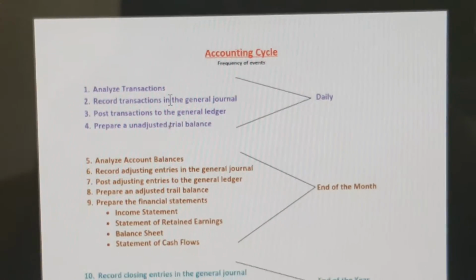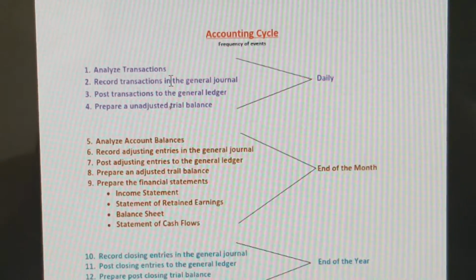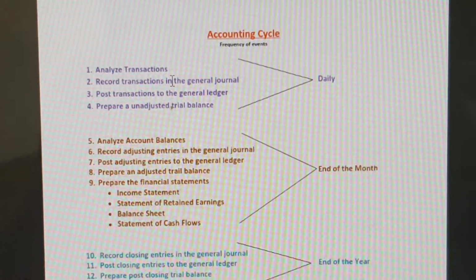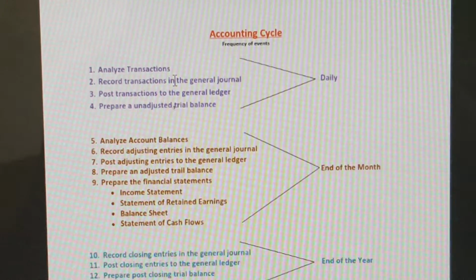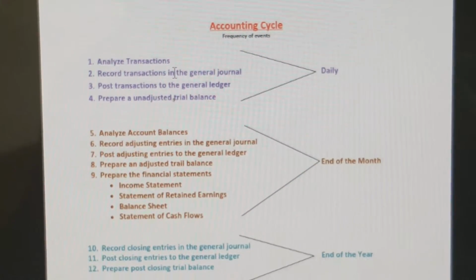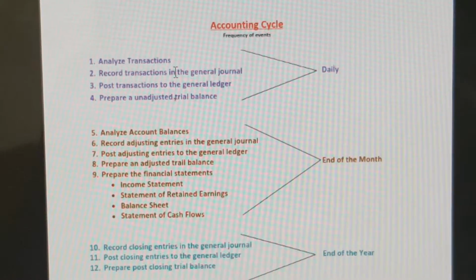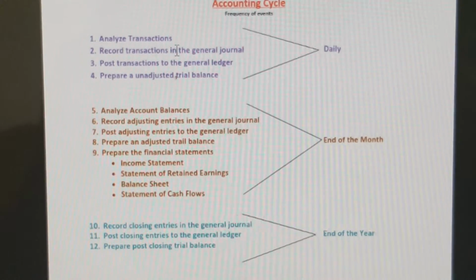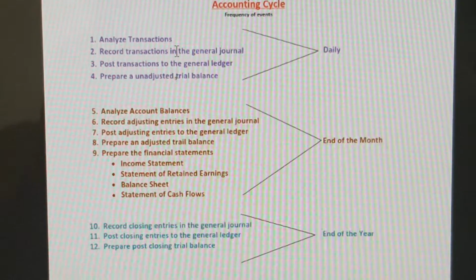And then at the end of the month, we will analyze the account balances. We'll record the adjusting entries in the general journal. We'll post the adjusting entries to the general ledger, and we'll prepare an adjusted trial balance. Now don't forget, the adjusted trial balance is used as our checklist, correct? As our checklist to prepare the financial statements. And every account type is only reflected on one financial statement.